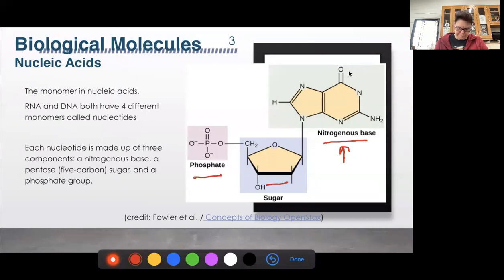The sugar is different in DNA and RNA. They're both ribose sugars, just one does not have a hydroxyl group on it, and so we call it deoxyribose. They both have a 5-carbon sugar. We usually name those carbon 1, 2, 3, 4, and that's our 5th carbon.